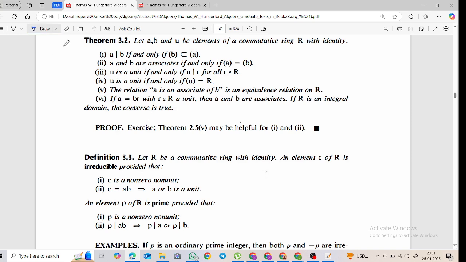Okay. See, read from here to here. Just you have 2-3 minutes. Just go through it. If I read it out, it will take more time.